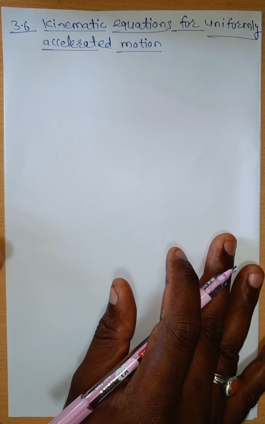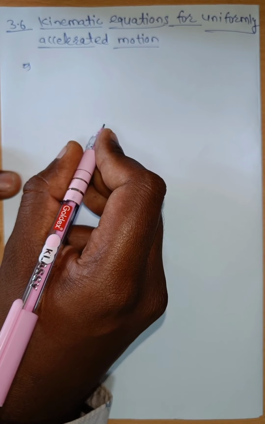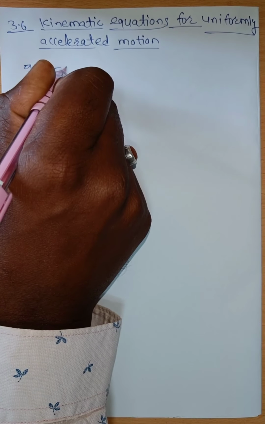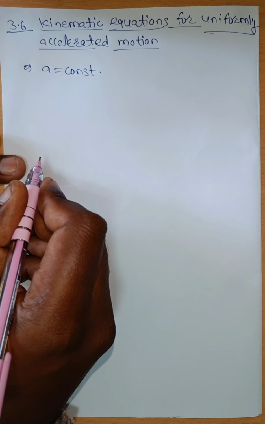Good morning to all of you. Our next point, 3.6: kinematics equation for uniformly accelerated motion. First of all, we have to discuss what is meant by uniformly accelerated motion. Uniformly accelerated motion means a motion in which the acceleration remains constant. If the acceleration is constant, then such a kind of motion is known as uniform acceleration.